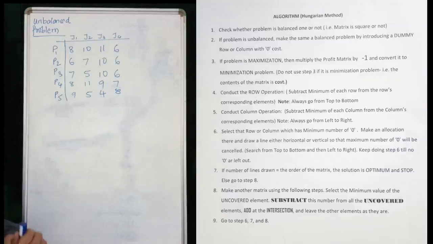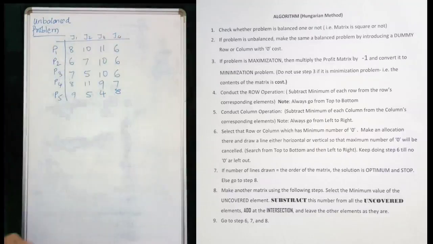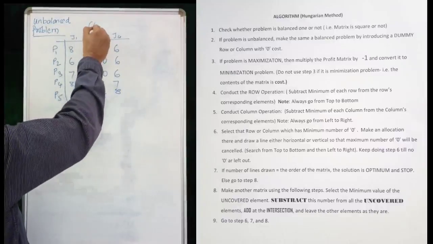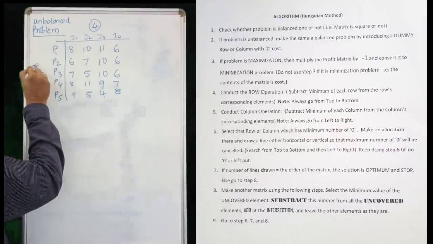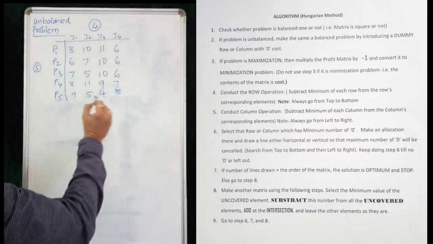Hello friends, let us take another assignment problem here, and this is an unbalanced assignment problem and it is a minimization problem. The assignment problem says like this: there are 5 people P1 to P5 who require to do the jobs J1, J2, J3 and J4. So there are 4 jobs and there are 5 people, and the cost is given here.